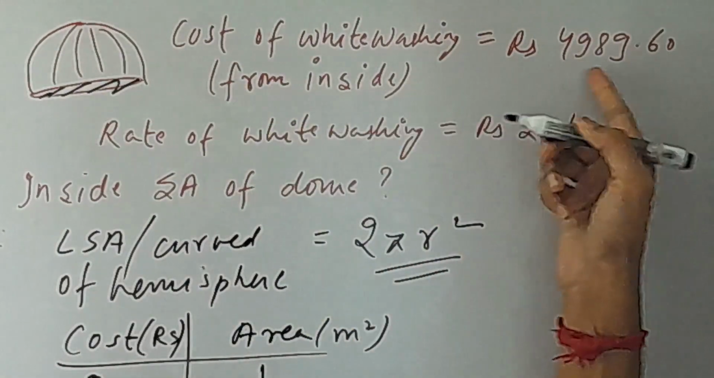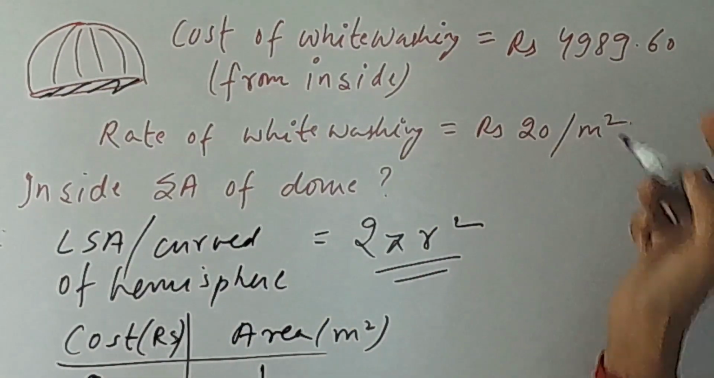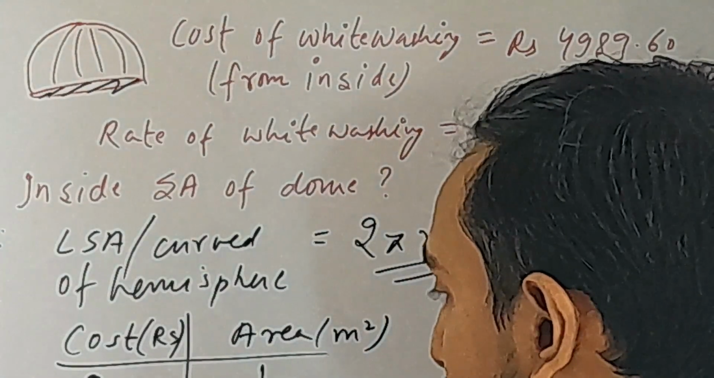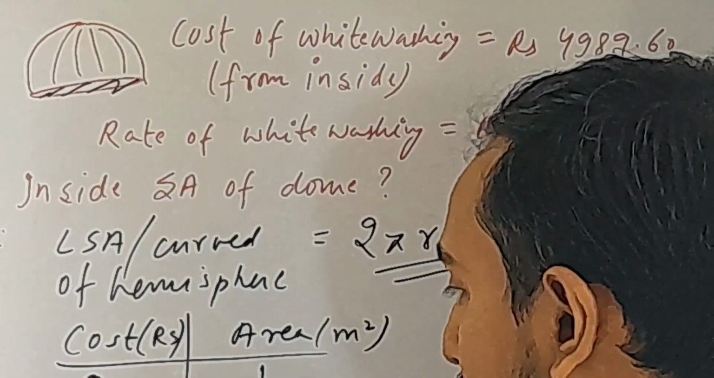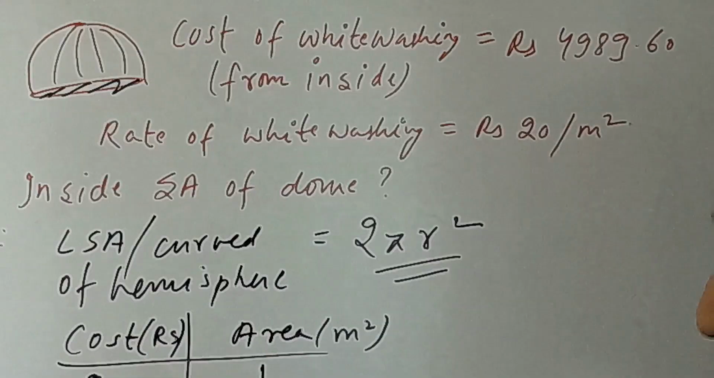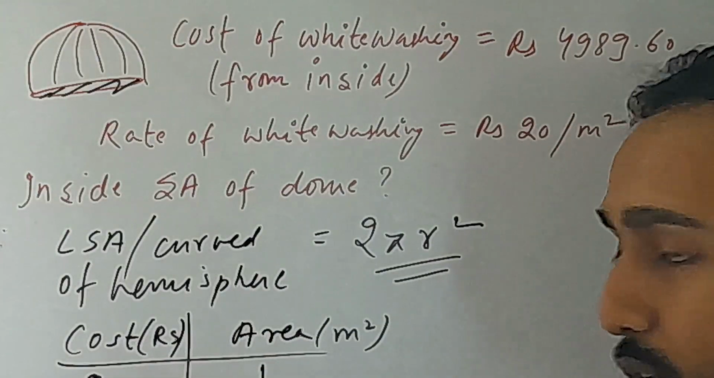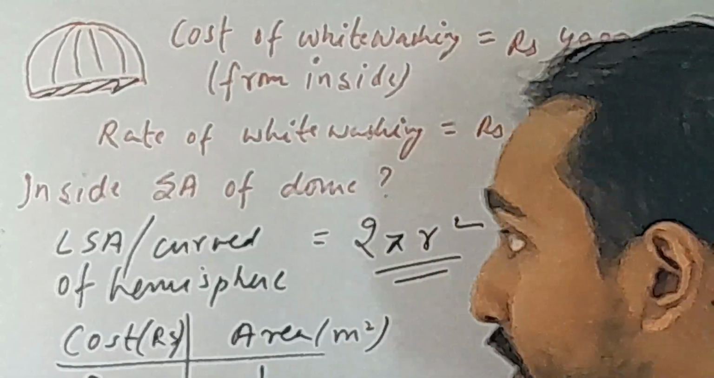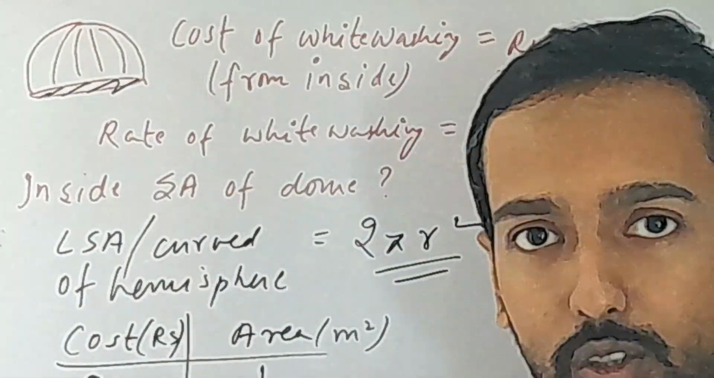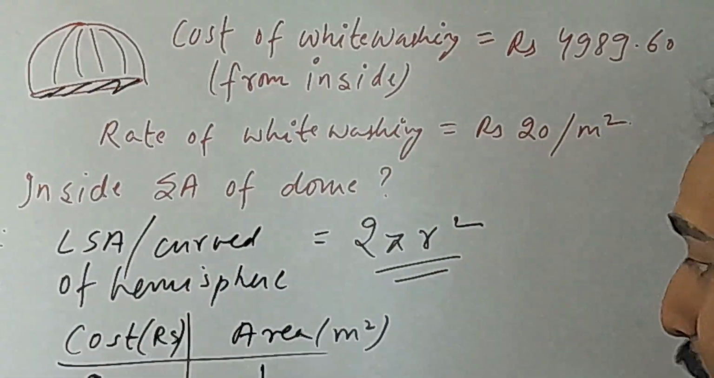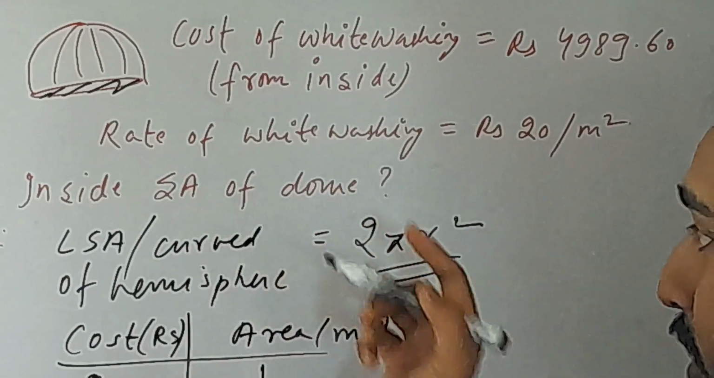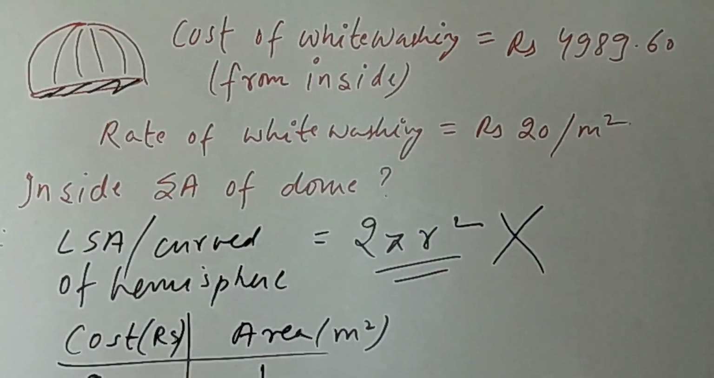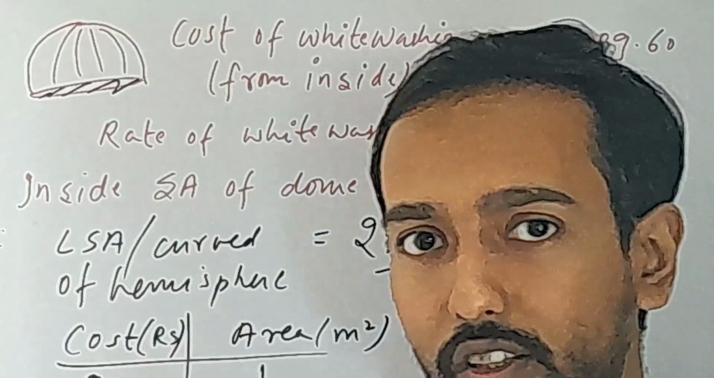Now since the total cost of the whitewashing comes out to be rupees 4989.60, what will be the total area? That area found by this table will actually be the total curved surface area of the hemisphere, which has been asked in the first part of this question. We have to find this value only in order to find the inside surface area of the dome. We won't be using this formula because the radius of the dome is not mentioned in this question.